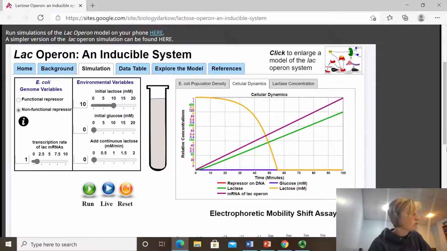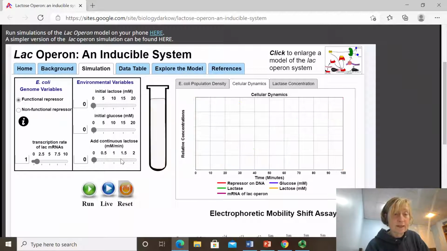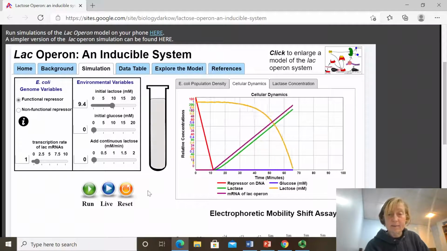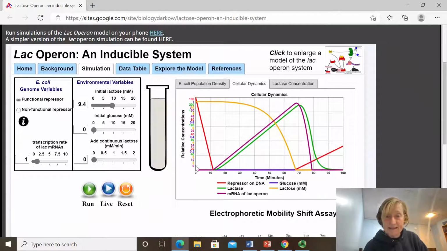Number 1 says, when a functional repressor is present along with an initial lactose concentration of 10 micromolar, what happens to beta-galactosidase between 10 and 60 minutes? Well, let's redo this because we got to see that again. Okay, what happens to the enzyme lactase between 10 and 60 minutes? Let's see, that's the green line. It's going up. That's good because we need it to break down lactose. We need it to break down the sugar. So it increases.